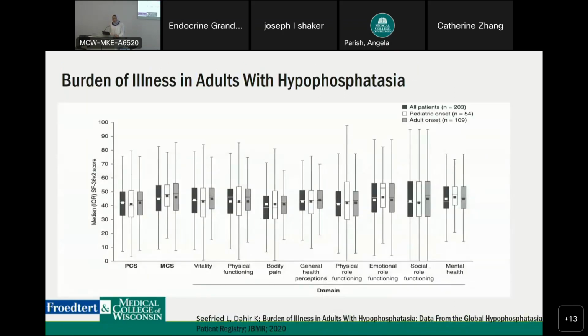The burden of illness in adults with hypophosphatasia. We can see here that it doesn't matter whether the patient had an adult onset or was diagnosed with pediatric onset. There's a lot of pain, functional disability, and social and emotional deconditioning as well.